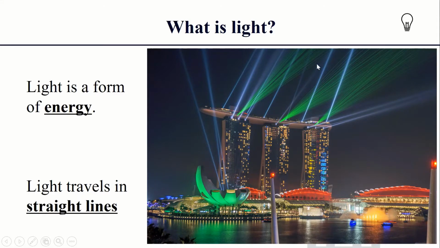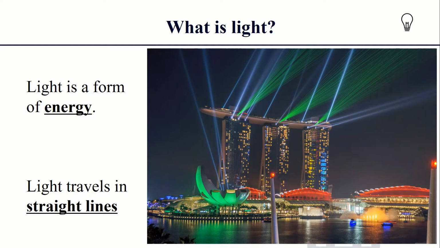So first of all, what on earth is light? Light is a form of energy. This is something that we know. We commonly call it light energy. Also, light travels in straight lines, so light doesn't bend for no reason. But later on in the chapter, you will learn that when light passes through different mediums, for example from air into water or from air into glass, light actually bends. It's a very special phenomenon called refraction. We'll see more of that in the last part of this chapter.